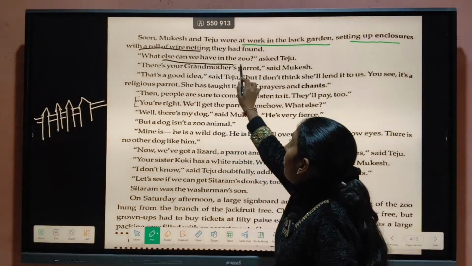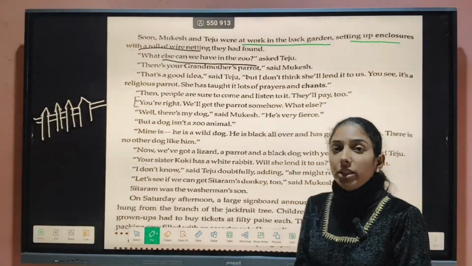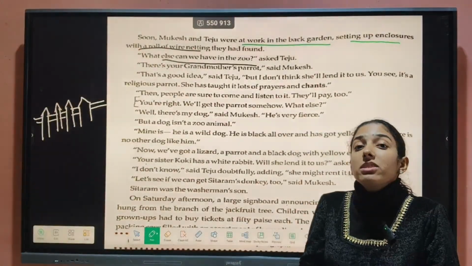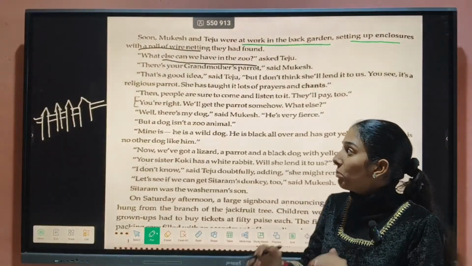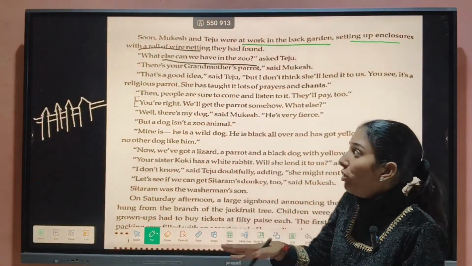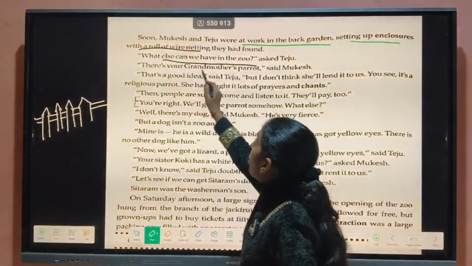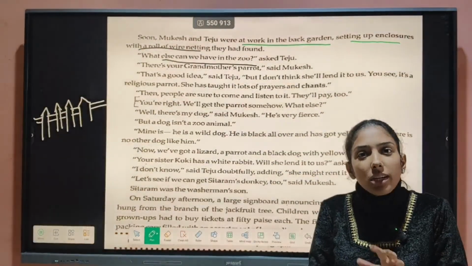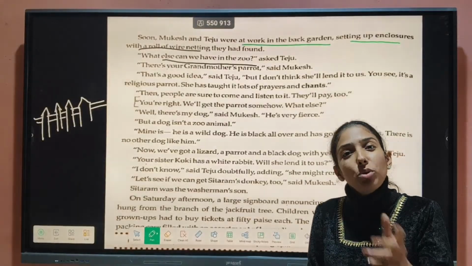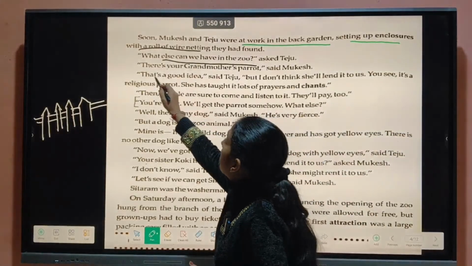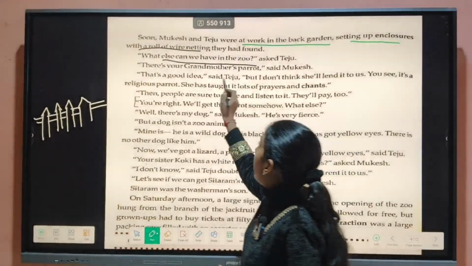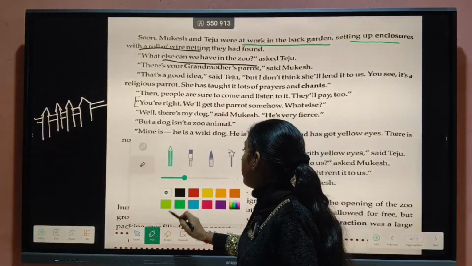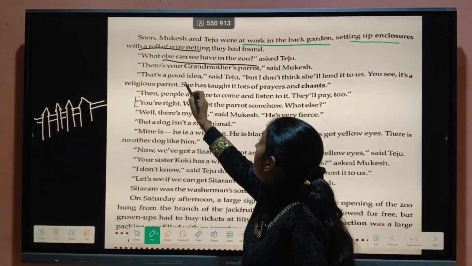What else can we have in the zoo? Asked Teju. Now Teju is saying that what else thing? Lizards we are having, but what else we can add? Which animal? There is your grandmother's parrot, said Mukesh. Mukesh said that your grandma is having a parrot. Why don't we add that parrot? Okay, that's a good idea, said Teju. Now Teju said that's a good idea.